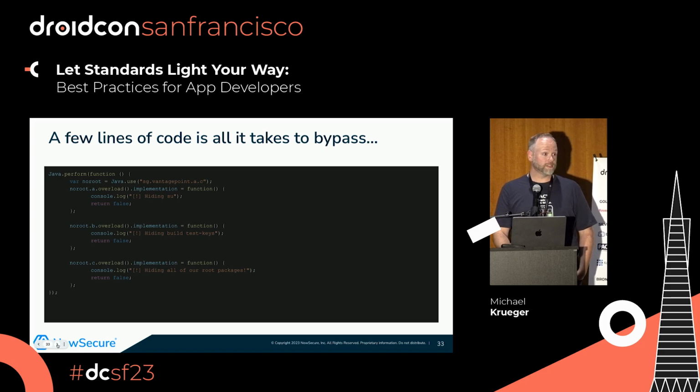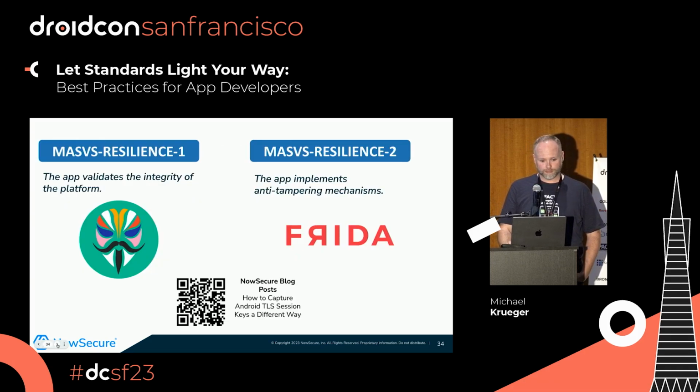A lot of developers use RootBeer. That's a common root detection platform. It's about as easy as that to overcome RootBeer. So why are we talking about this? Well, resilience. Resilience 1, resilience 2, they spend some time on resilience. The app validates the integrity of the platform. That's why this is important. This is what's called defense in depth.